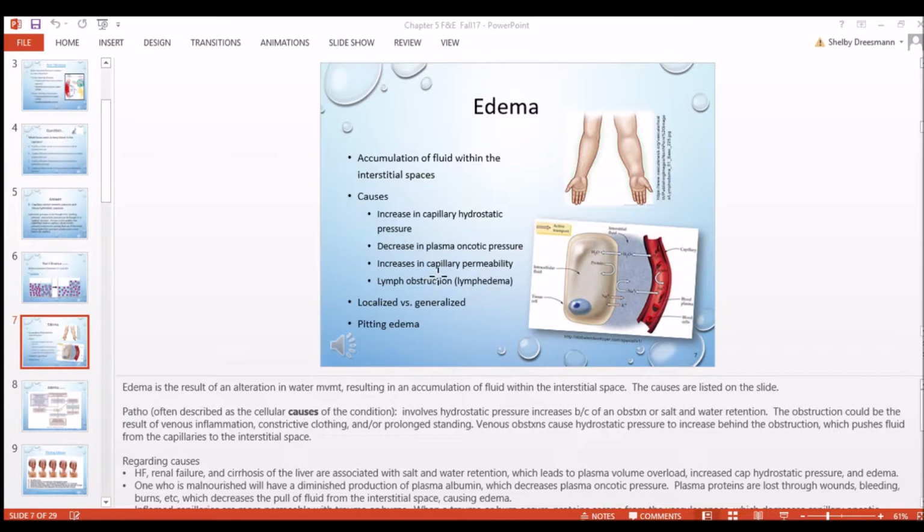What eventually happens is it increases the permeability. So there you're going to have increased capillary hydrostatic pressure. So we're going to have the water be pushed out into the interstitial tissue fluid. So that's the increase in capillary hydrostatic pressure or decrease in plasma oncotic pressure.